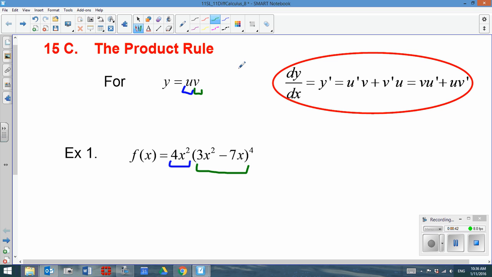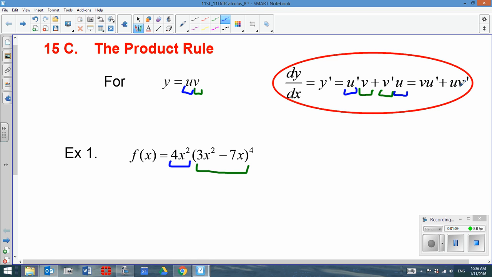Now, what the product rule says is that if we have a product of two functions, we can take the derivative of the first function, our u dashed, multiply by the original second function, and add that to the derivative of your second function multiplied by your original first function. In other words, v times u prime plus u times v prime, or v times u dashed plus u times v dashed.